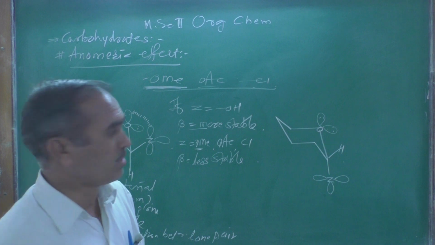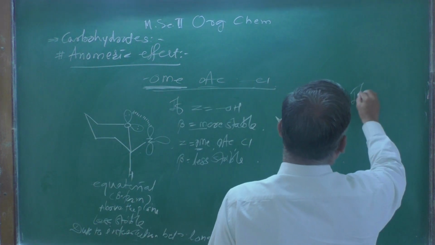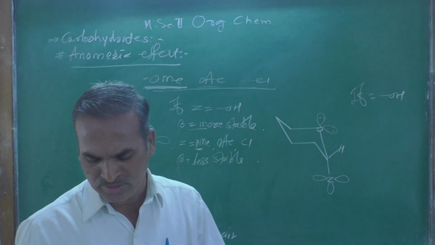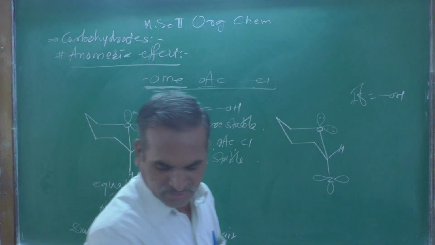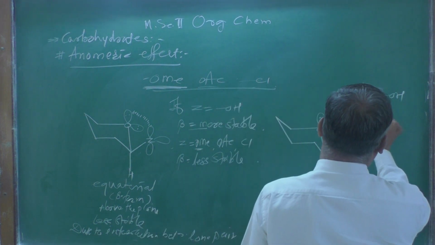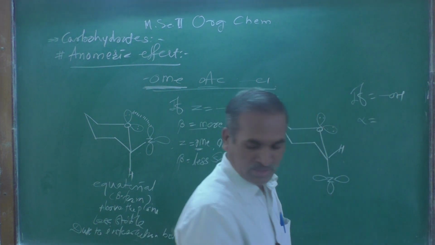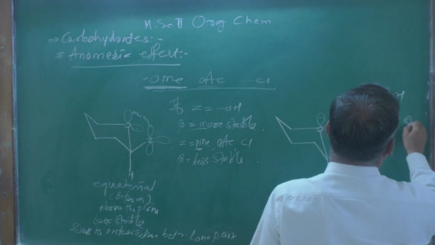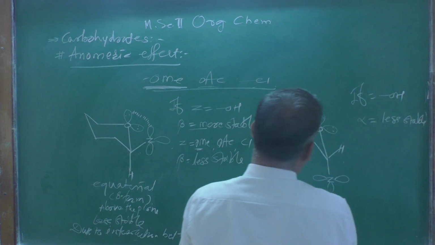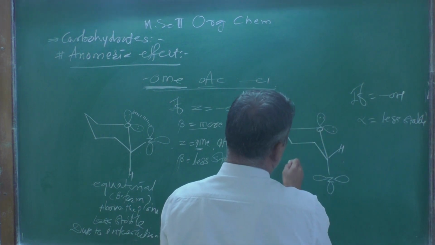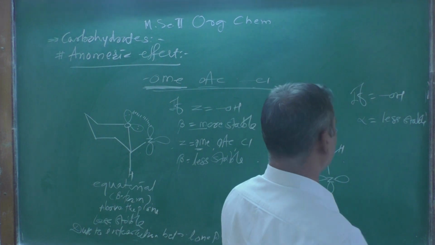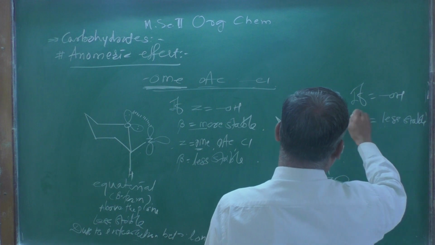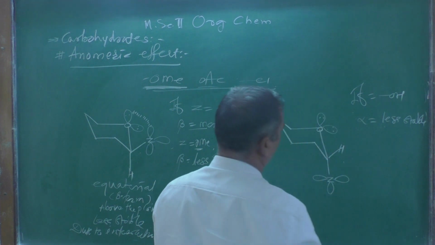That is it. And here, if Z is equal to OH, which is present at the axial position, the alpha form is less stable here. What is happening here? At the 1, 2, 3 positions there is hydrogen, and there are a lot of steric interactions, and therefore the alpha form is less stable.